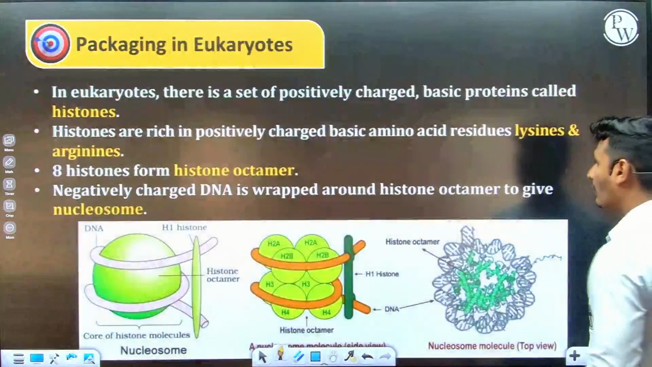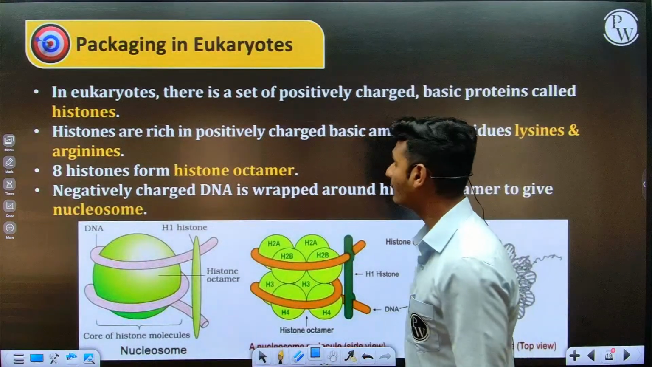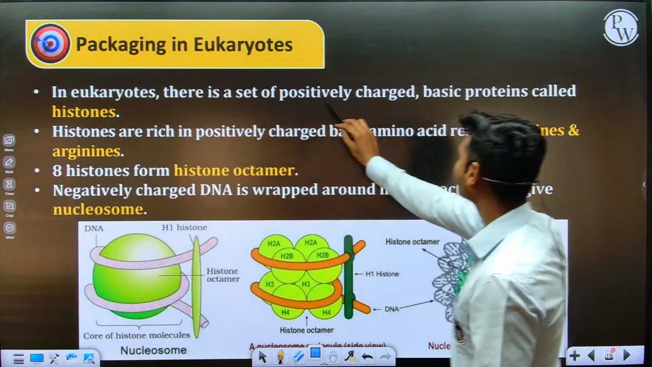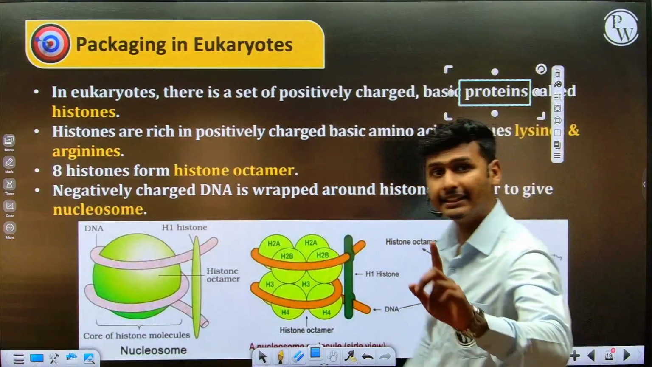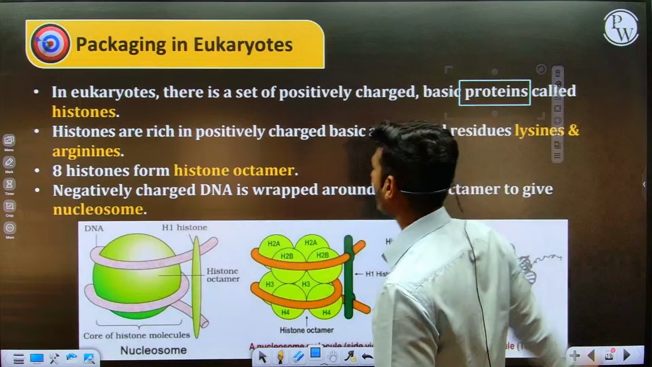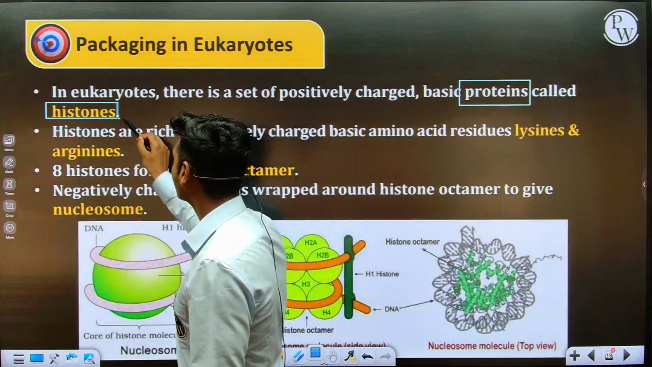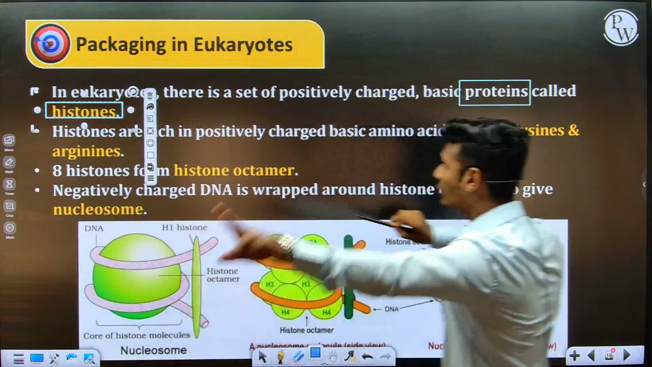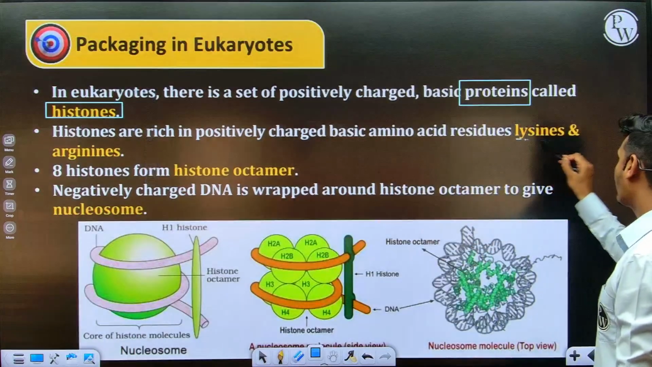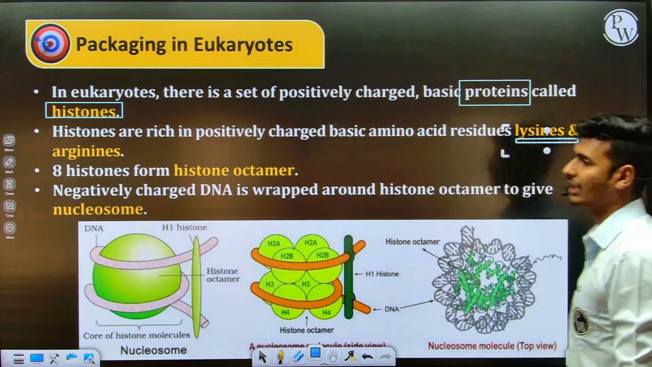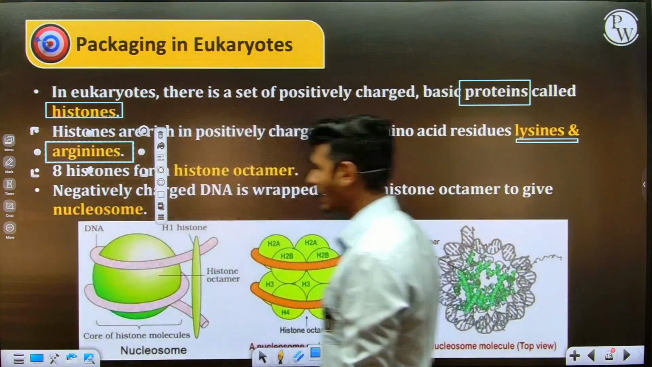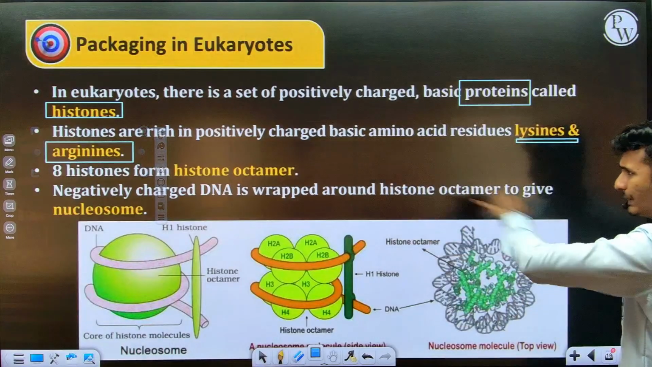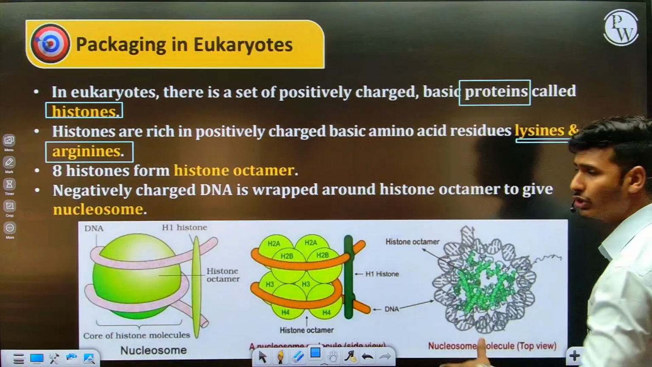Now what we have to discuss in packaging of DNA? In eukaryote there is a set of positively charged protein. Protein is positively charged and DNA is negatively charged. So the positively charged protein is called histone, and histone is rich in two types of amino acid. We have to remember this name. In NEET examination they are going to ask you lysine and arginine.